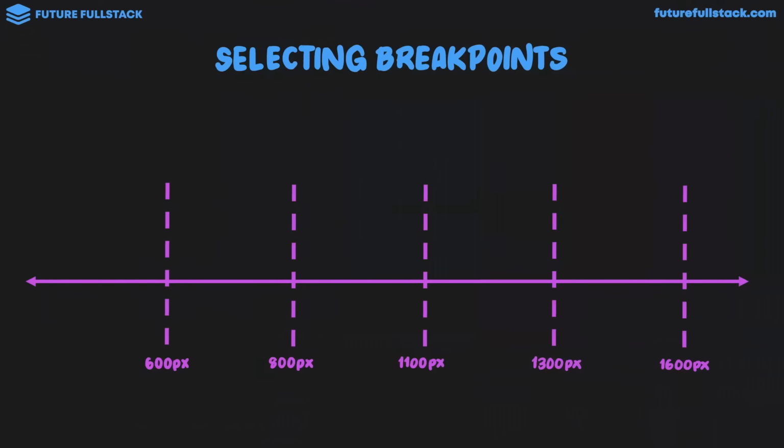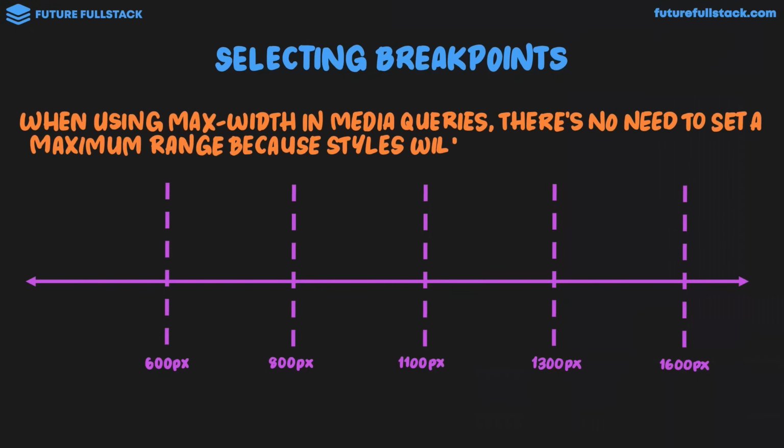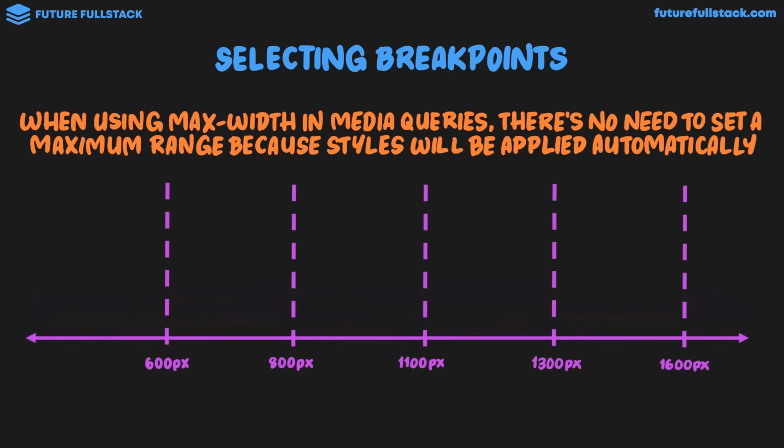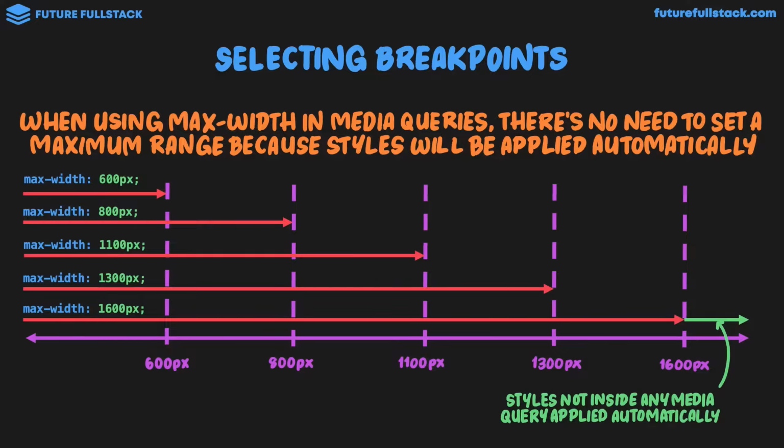Now the last thing I need to point out is that when using max width in media queries, there's no need to set a maximum range because styles will be applied automatically. Let's take a look at this in the diagram. Inside our media queries, these breakpoints would appear in our CSS like this, where you can see the largest max width value is 1600 pixels. Now anything larger than this is when our styles are not inside any media query and are applied automatically. So I just wanted to highlight, for whatever design you have for your largest screen type, those don't appear in a media query.